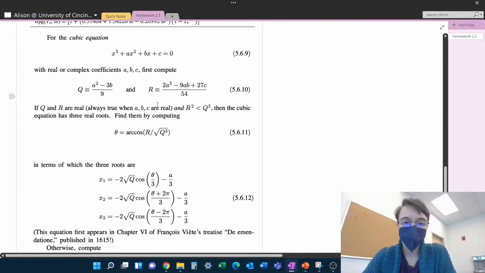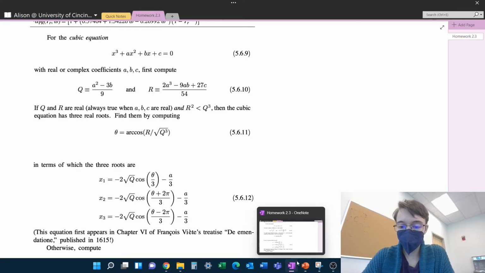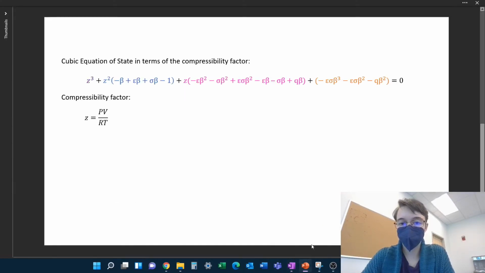Remember from an earlier video that we found a cubic equation for the generic equation of state in terms of the compressibility factor. Here I have that typed out so we can reference it. You'll remember we had a z cubed term, a z squared term times all of this, a z term times all of this, and a constant term. So that's in the same form that we're looking for. This blue parenthesis is our A, the pink one is our B, and the orange one is our C.